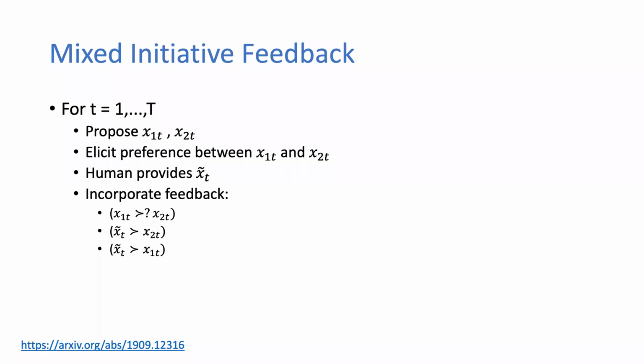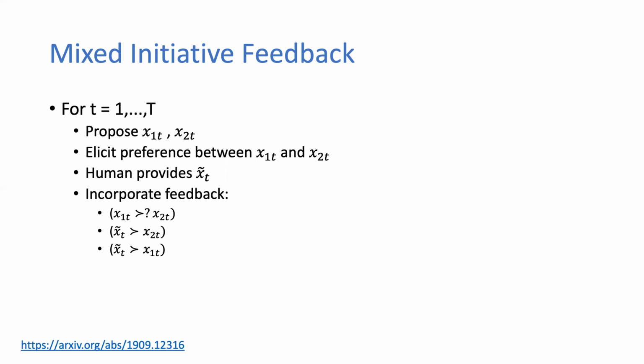What's interesting about this particular application is that the extension is mixed initiative feedback. What mixed initiative feedback means is the algorithm designer proposes, in this case, a pair of x's because it's eliciting preference feedback. But then the human, this is the 3rd bullet point inside the for loop, actually provides his or her own feedback. For example, the human might say, I think the step length should be longer, or I think the step duration should be longer.